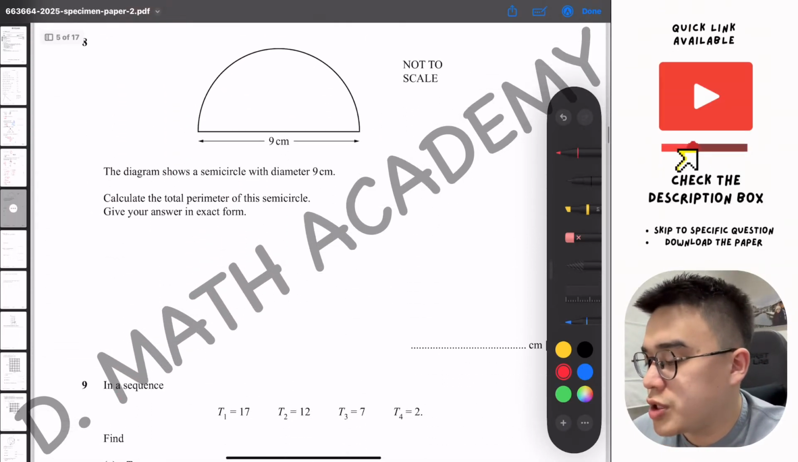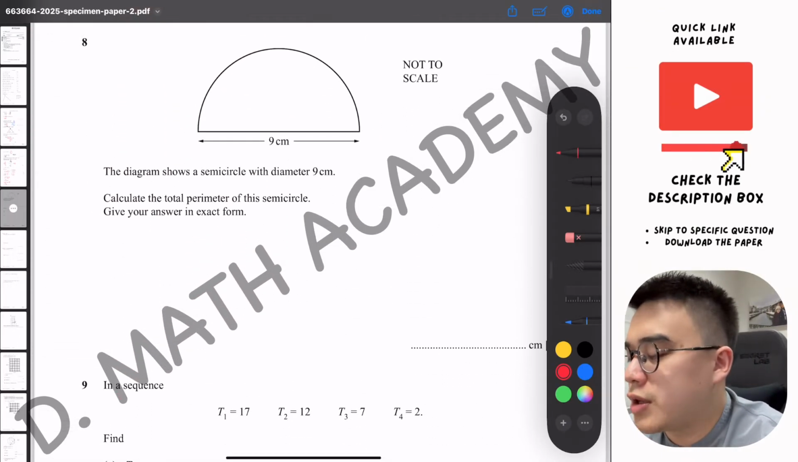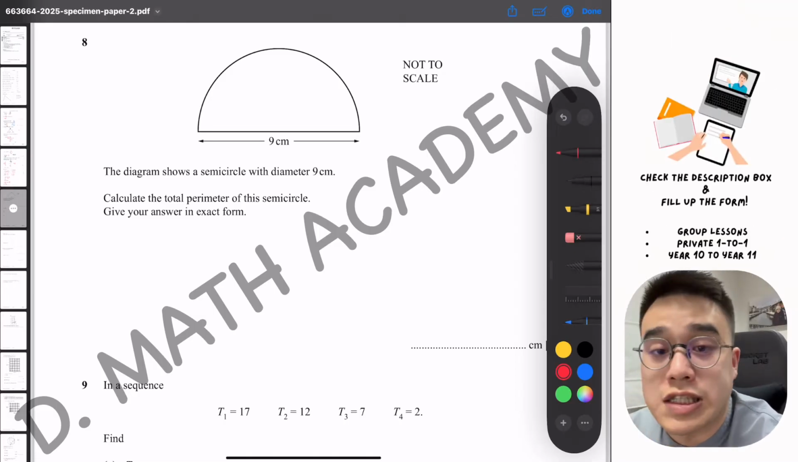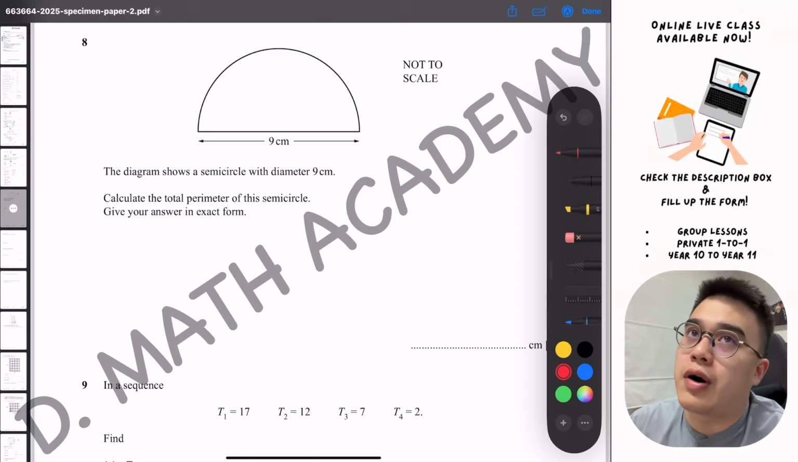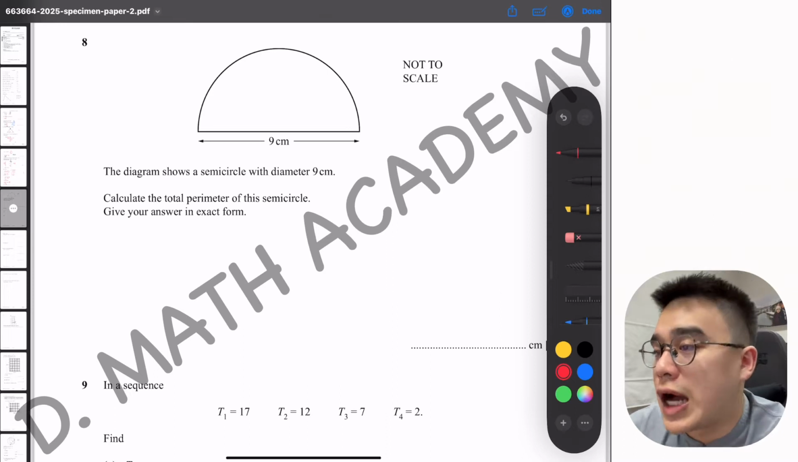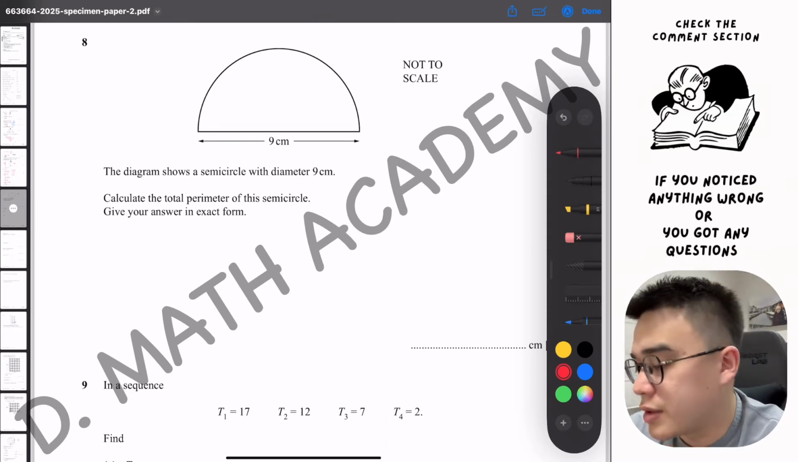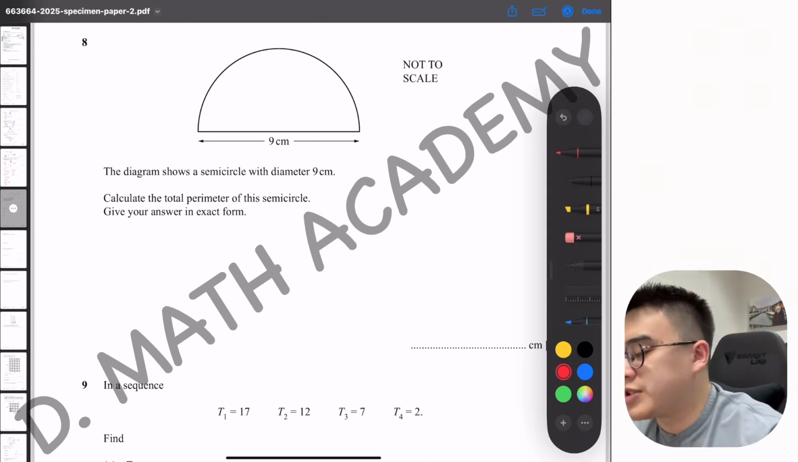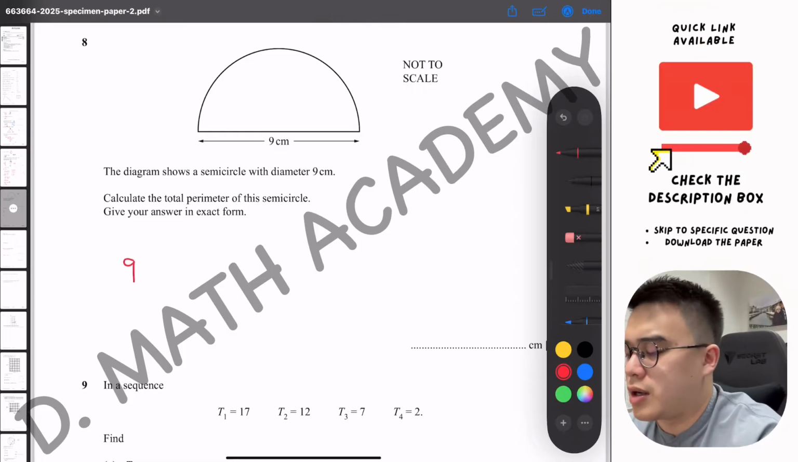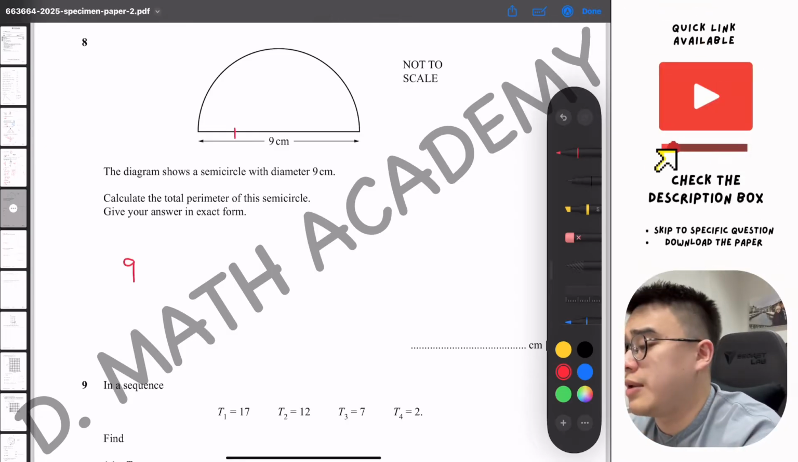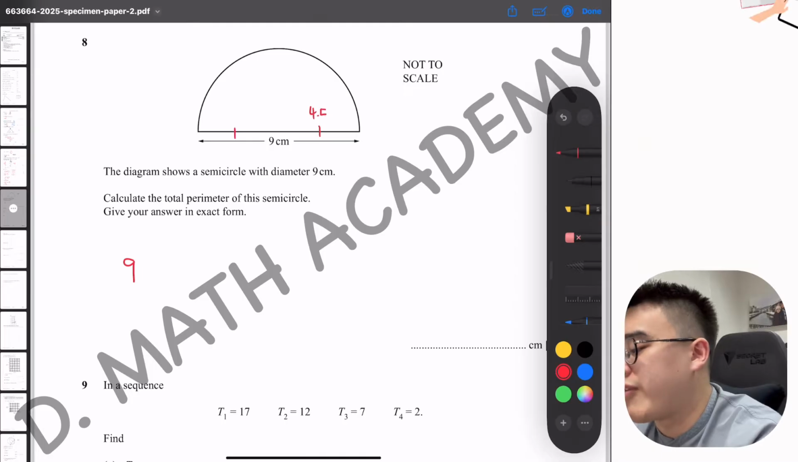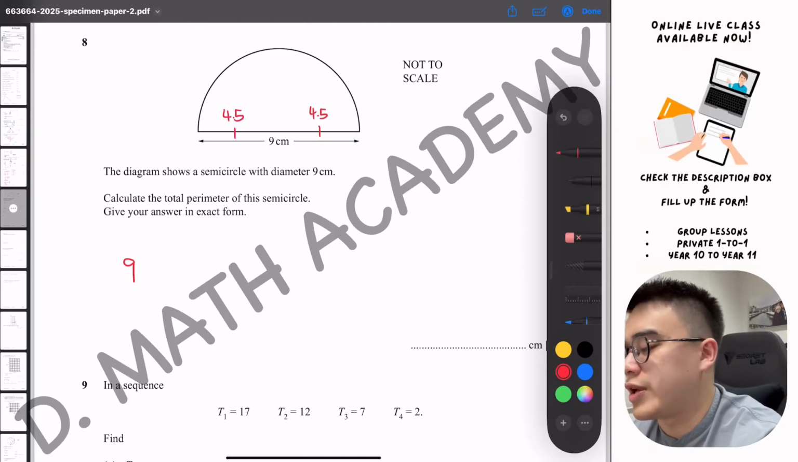Okay, moving on to question 8. Total perimeter of this semicircle, answer in exact form. So the exact form here is a reminder that your answer will have pi. Okay, so first thing first, they gave us the diameter already. Okay, making this a 4.5 radius and 4.5 radius.